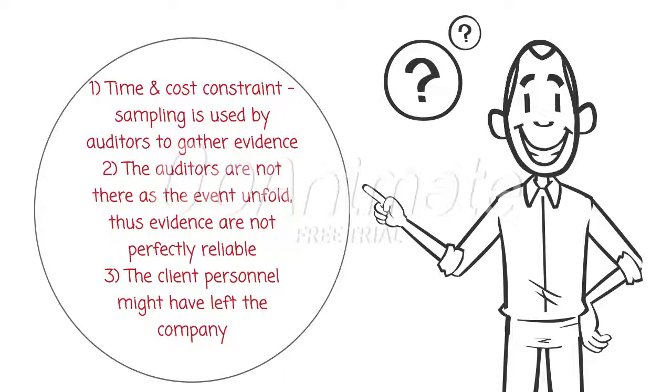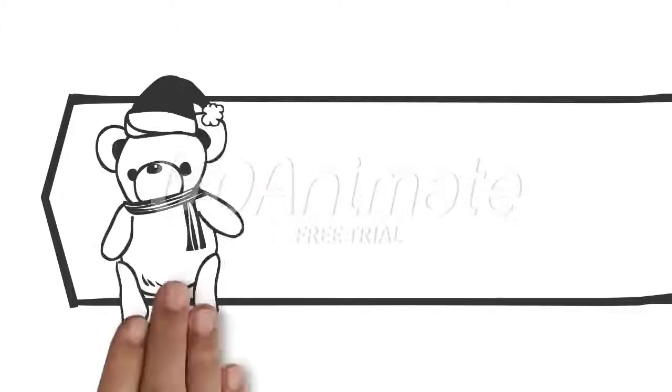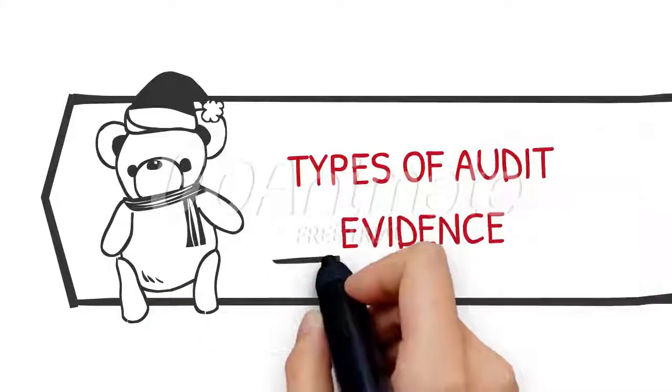1. Time and cost constraints. Sampling is used by auditors to gather evidence. 2. The auditors are not there as the event unfolds, thus evidence is not perfectly reliable. 3. The client personnel might have left the company. Let's proceed with the last part of audit evidence, which is types of audit evidence.